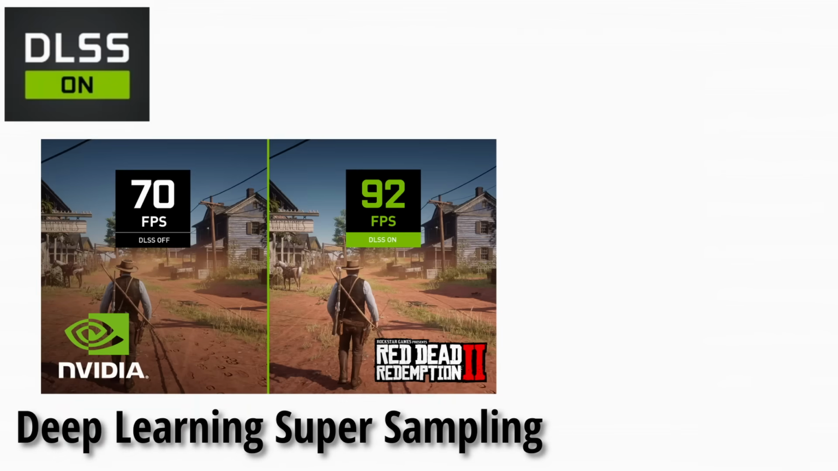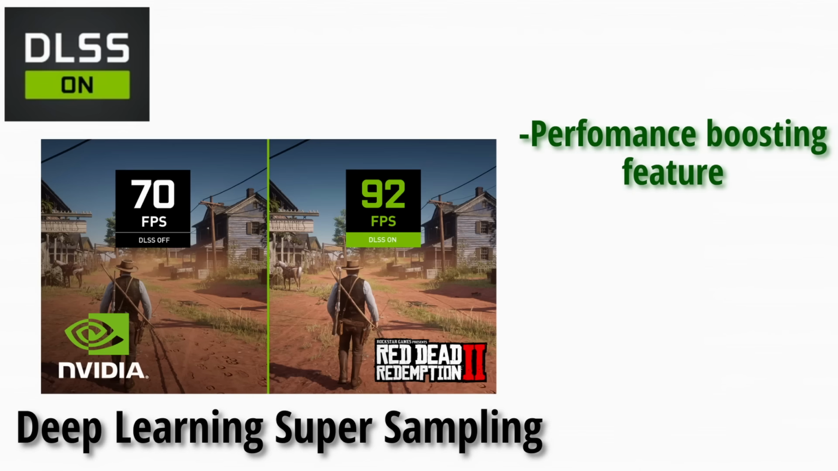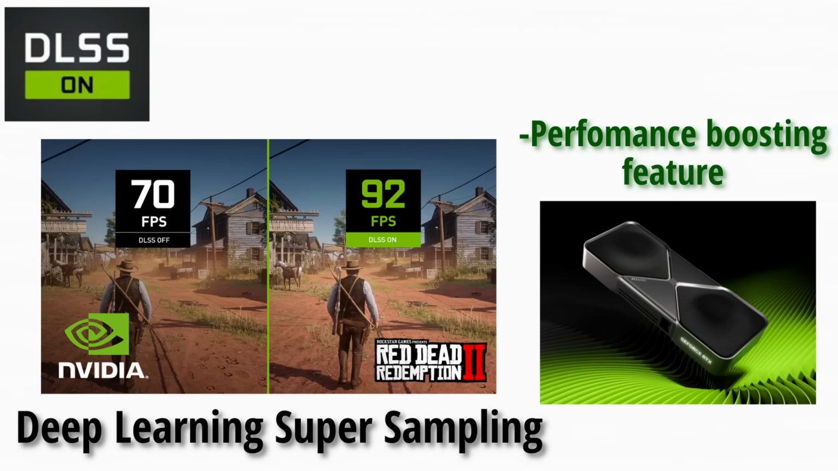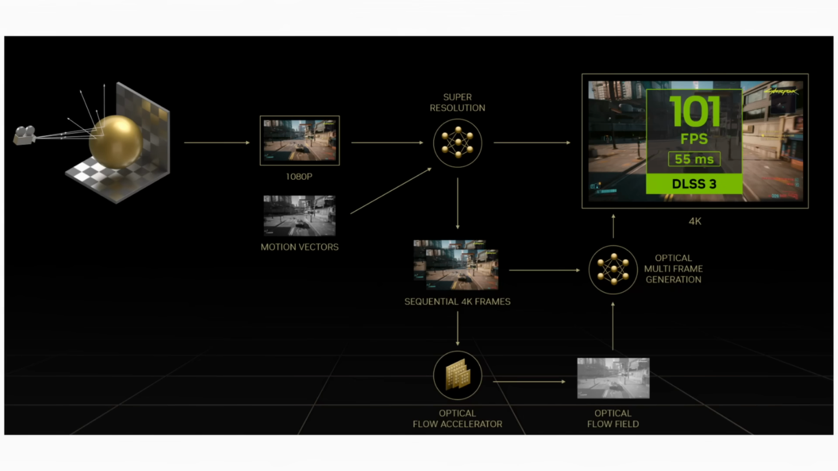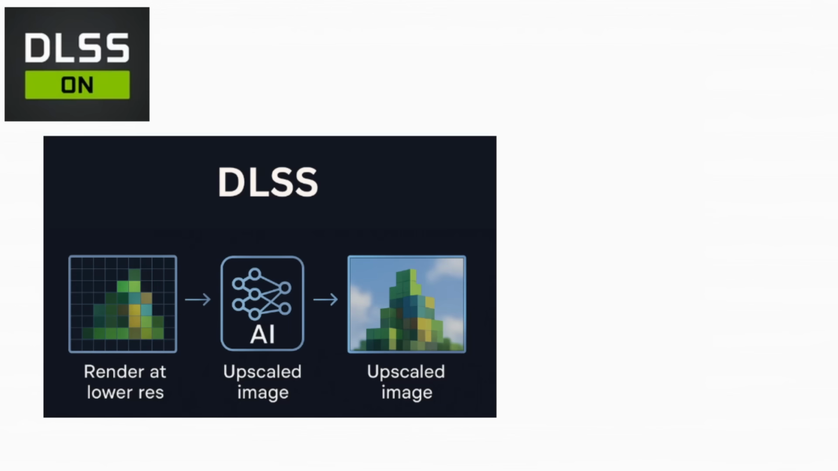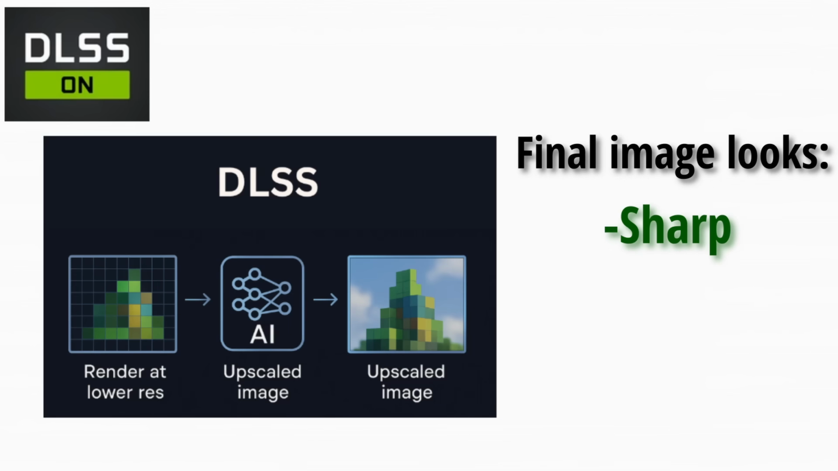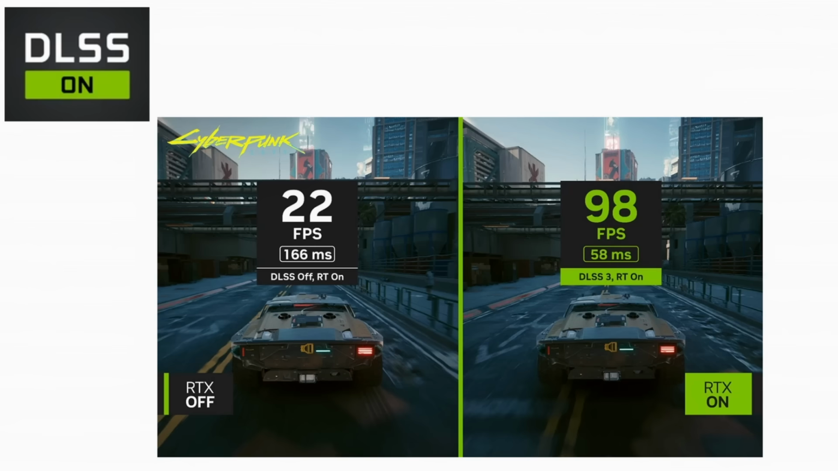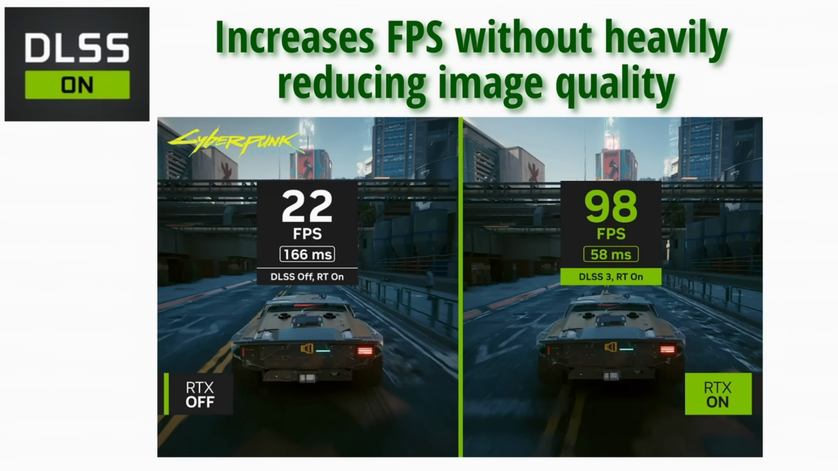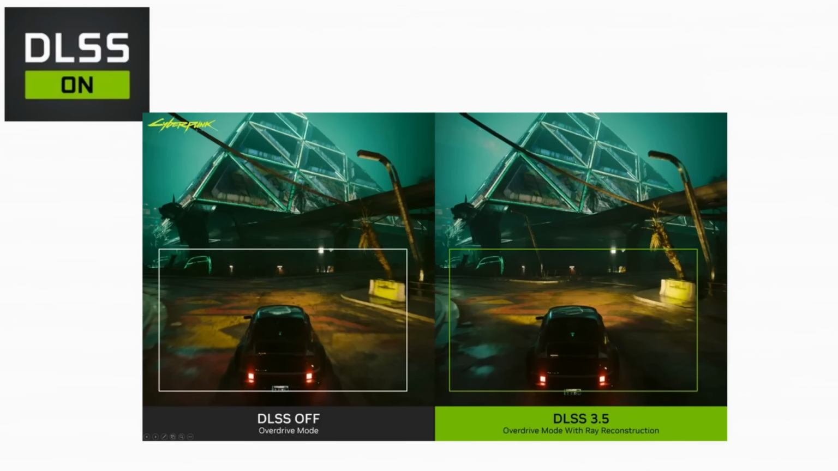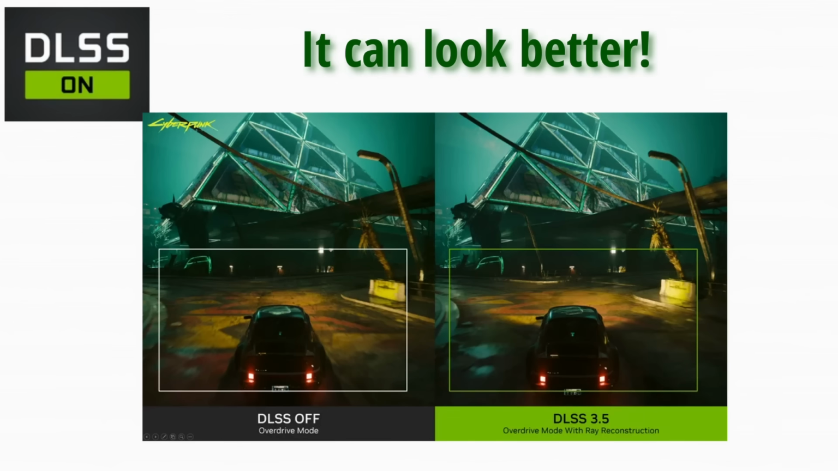DLSS stands for Deep Learning Super Sampling, and it is a performance-boosting feature available on NVIDIA graphics cards. DLSS works by rendering the game at a lower resolution and then using artificial intelligence to upscale the image back to a higher resolution. The AI is trained to reconstruct missing details so the final image looks sharp and clean. The main advantage of DLSS is that it increases FPS without heavily reducing image quality. In many cases, DLSS can even look better than native resolution because it reduces shimmering and visual noise.